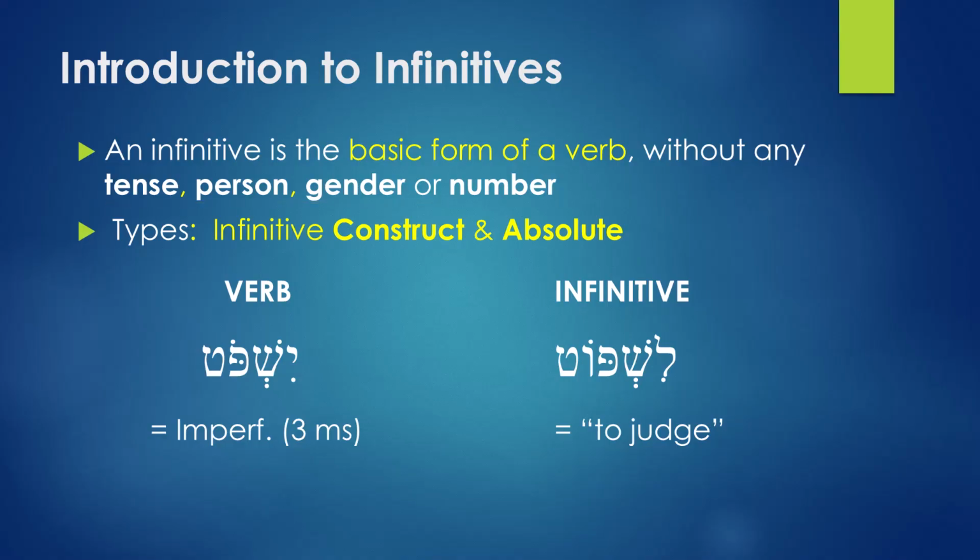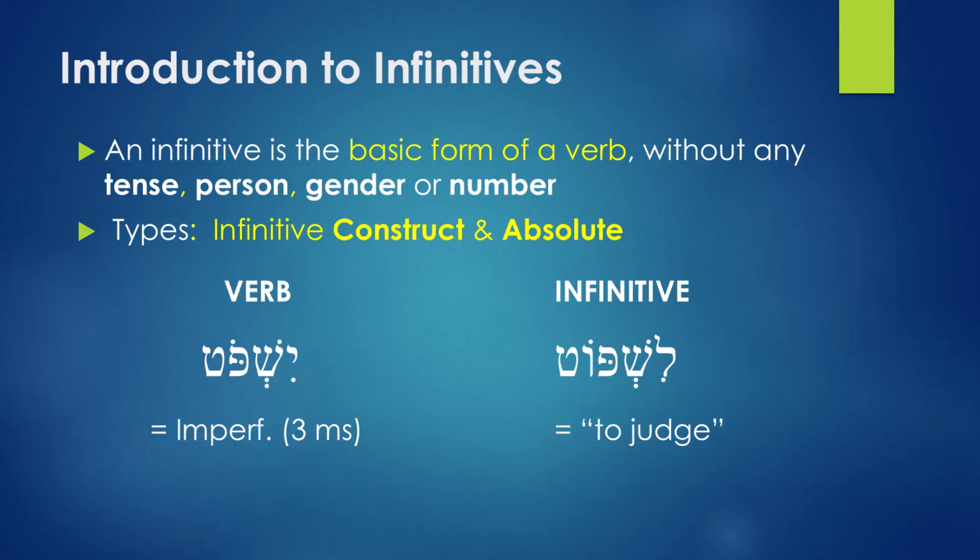And in Hebrew, there are two kinds of infinitives. We have infinitive construct and infinitive absolute. Among these, the most common is infinitive construct. Now, infinitives are very similar to the imperfect tense. In fact, the majority of them are built from the imperfect tense. For example, yishpot. Yishpot in the imperfect means he will judge. When you form infinitives, all you do is simply remove the prefix ye and add the preposition le. That's how the majority of infinitives are formed. So infinitives are very similar to the third masculine singular of the imperfect tense.